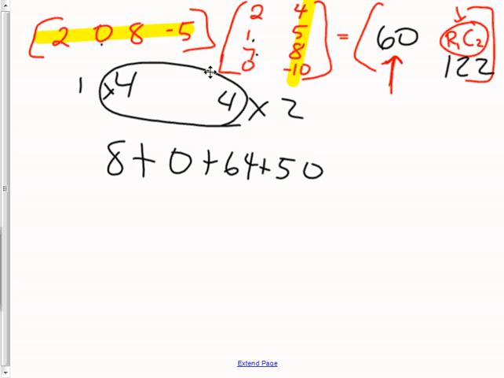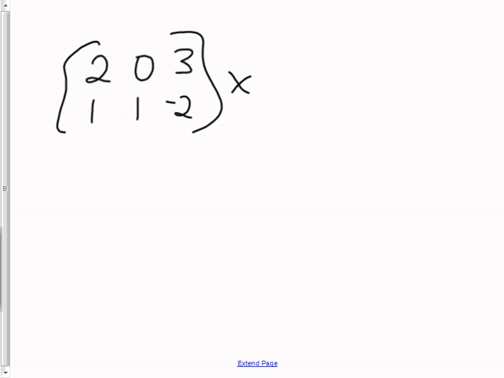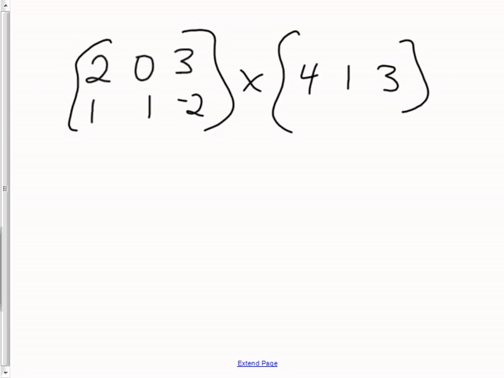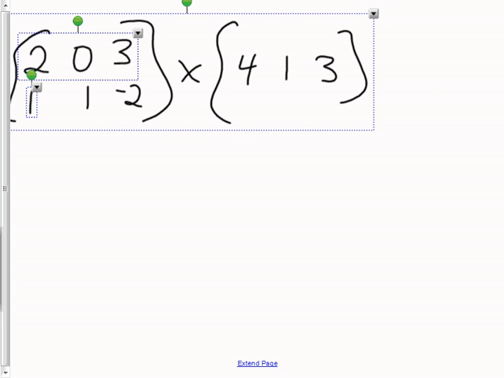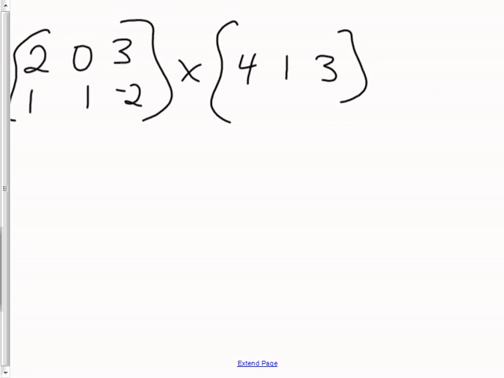Okay? So let's try this one. 3, 1, 1, negative 2. And you're going to multiply that with 4, 1, 3, and that's it. My first question is, does it work? And if it does, what kind of answer matrix are you going to have? Is it like long and skinny? Is it tall and, is it short and fat? Is it tall and skinny?